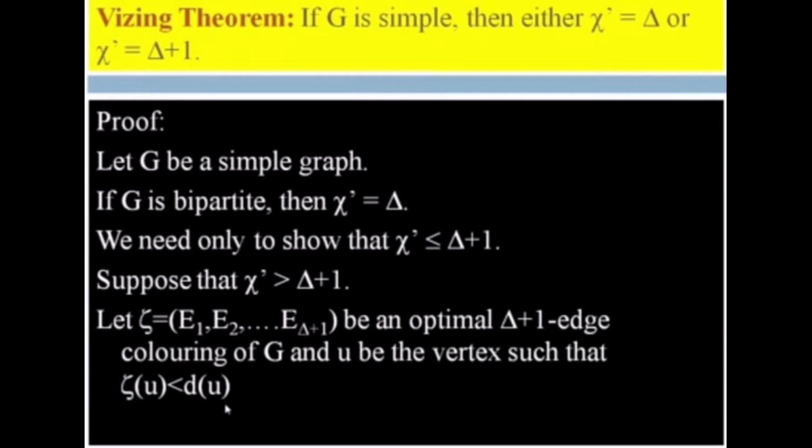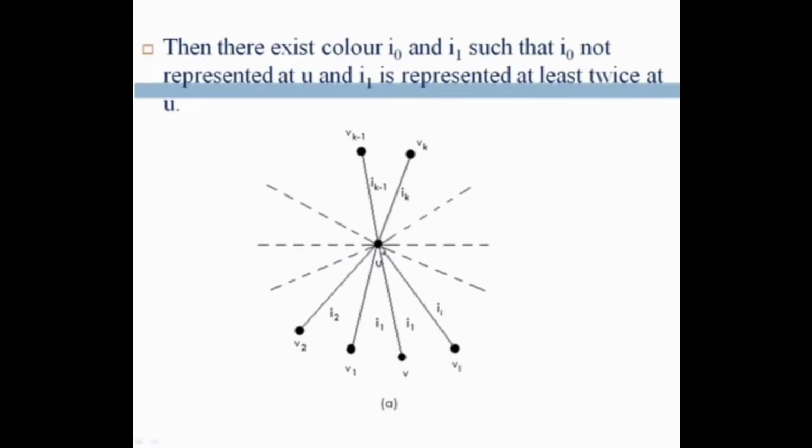And let U be a vertex such that script C of U is less than the degree of U. Then there exist colors I0 and I1 such that I0 is not represented at U and I1 is represented at least twice at U. From this graph, at U, I1 is represented twice, but I0 is not represented at U.